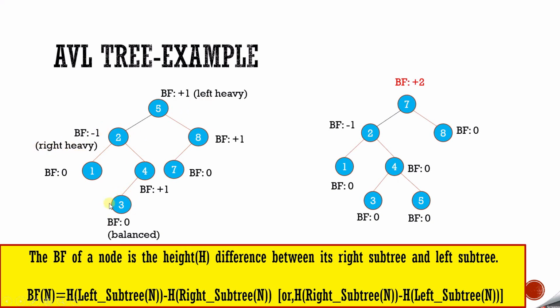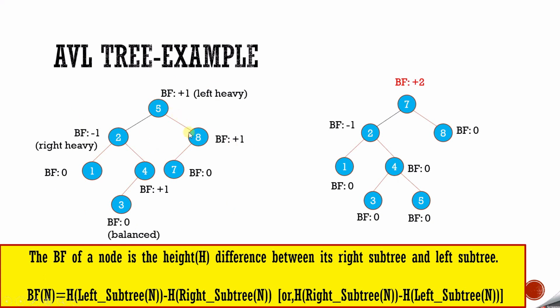And since this is a leaf, there is no subtree descending from that particular node, so we say the balancing factor is 0. Similarly for that node, the left subtree height is 1 and there is no right subtree, so 1 minus 0 is 1. Now this tree is balancing its heights, so this is an AVL tree.